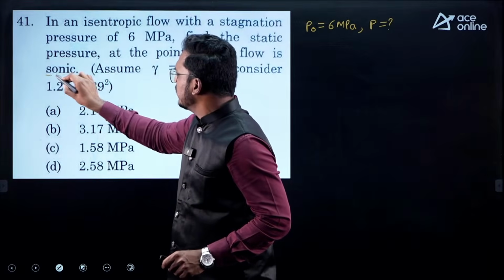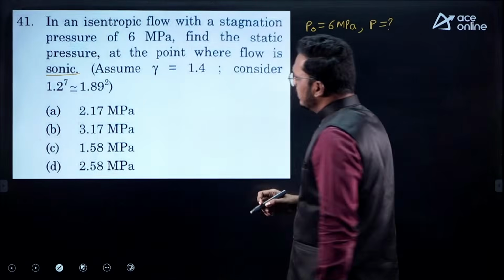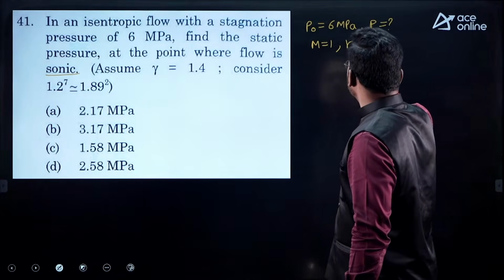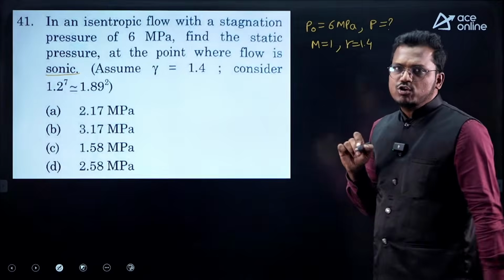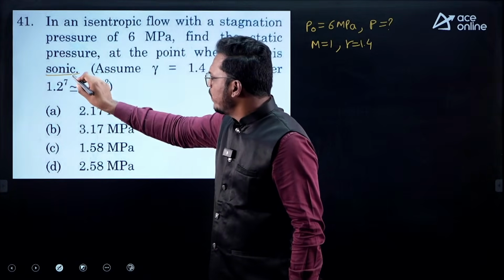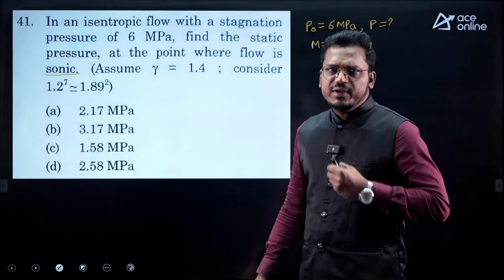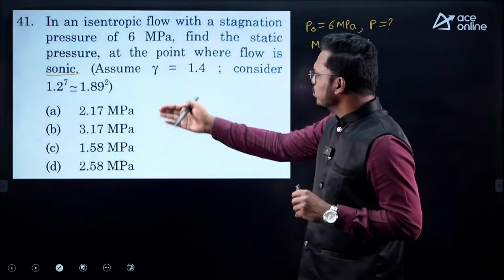What is the meaning of sonic flow? Mach number is equal to 1. And the gamma value is given as 1.4, the adiabatic index, the ratio of Cp and Cv. 1.2 power 7 is given. I will use this relation because a calculator is not permitted. Options are right.